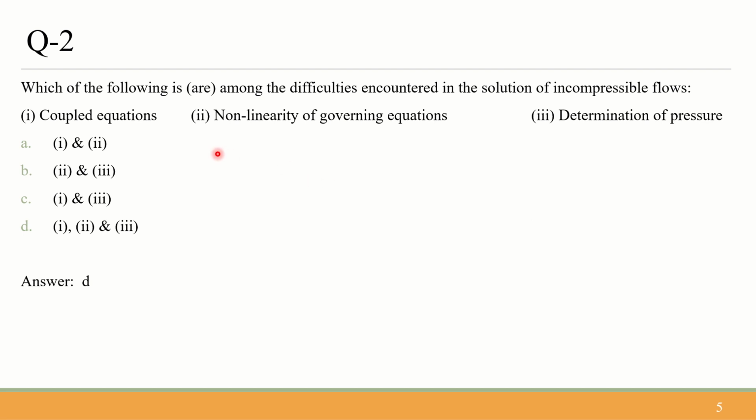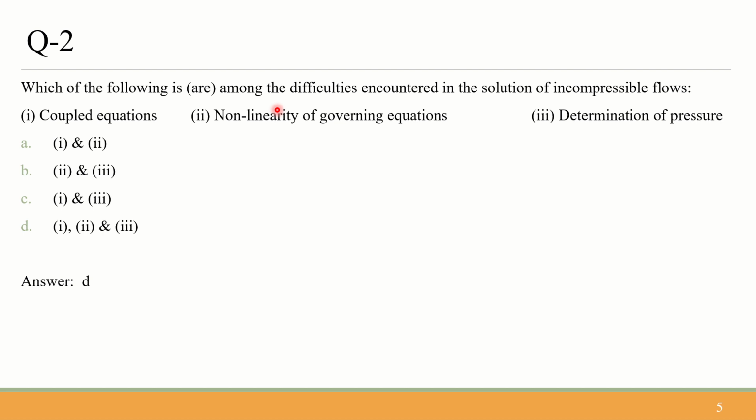Now we have moved on to question 2. In question 2, it is asked which of the following is or are among the difficulties encountered in the solution of incompressible flows. First one, coupled equations. Second one, non-linearity of governing equations. Third one, determination of pressure. So what is asked in the question? We are given three options, and of that we have to choose which are the difficulties encountered while we are going with the solution of incompressible fluid flows. Let us now deal with it.